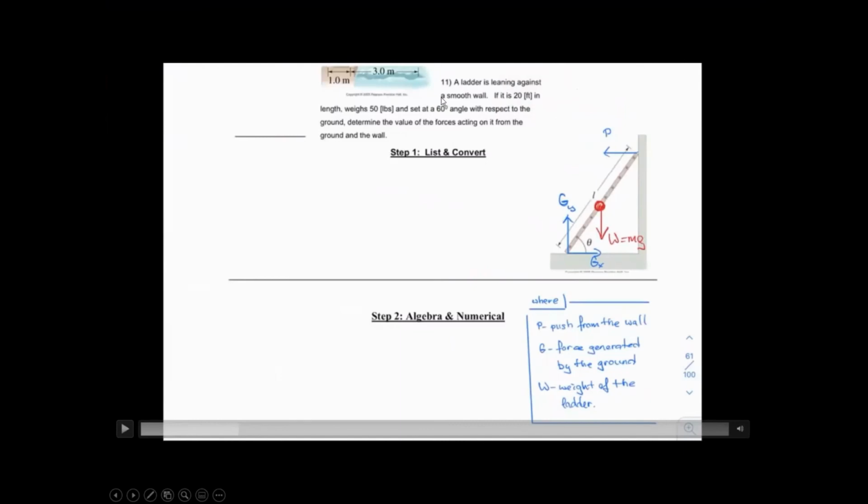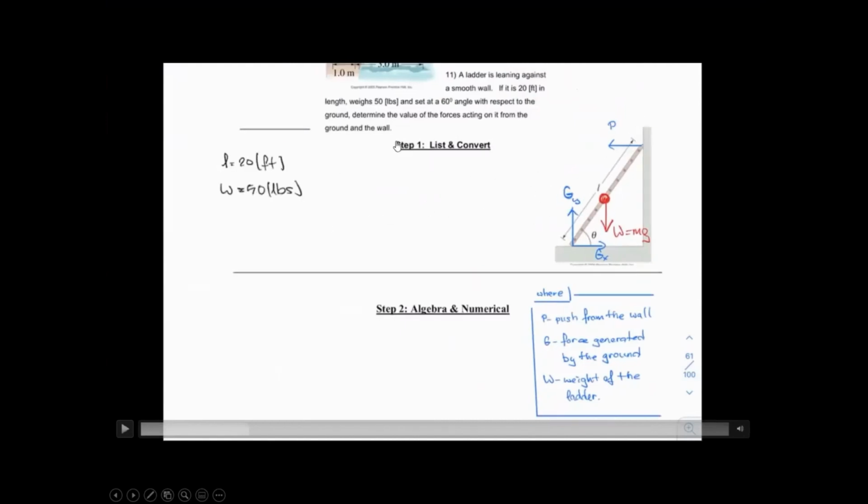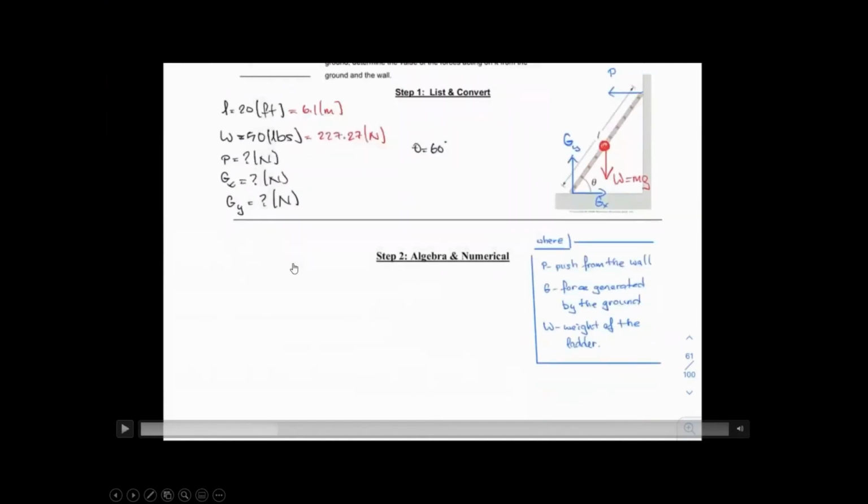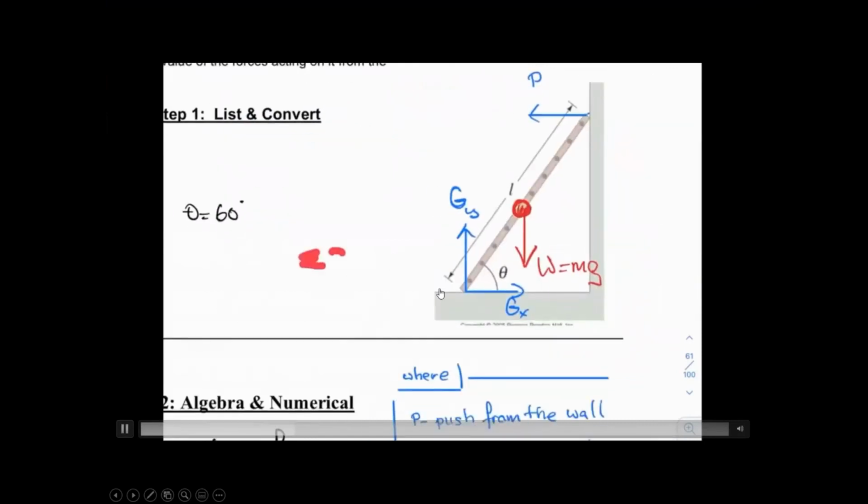All right, so the ladder is leaning against the smooth wall, which means that the frictional force along the opposite direction is actually ignored in this case. The length of the ladder is given. The weight is given. The angle is given. We've got 3 unknowns in this case, so you need 3 equations to solve for them. You can easily generate 3 equations out of this.